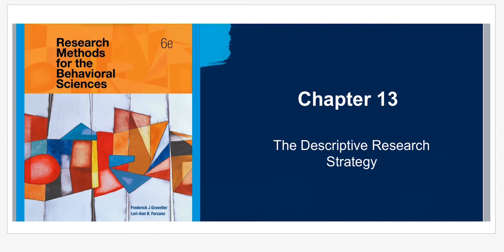But we are going to go ahead and discuss the first two sections of chapter 13. So remember in chapter 6, we introduced the 5 basic strategies for investigating variables and their relationships. And we've already talked about all of them. This is the last one. So we've already talked about experimental, non-experimental, quasi-experimental, and correlational in the last chapter, and now we are going to discuss descriptive.